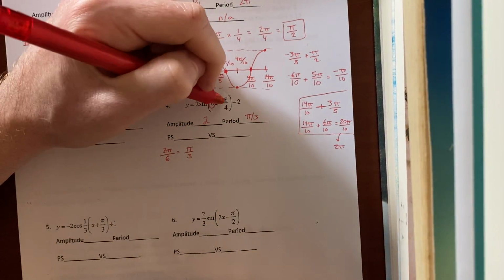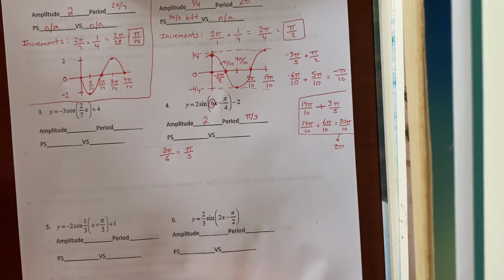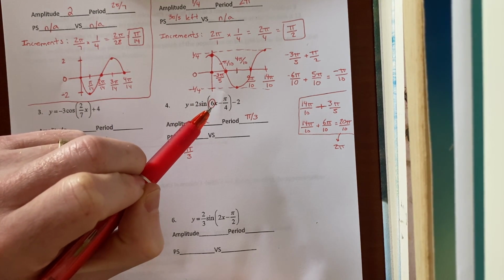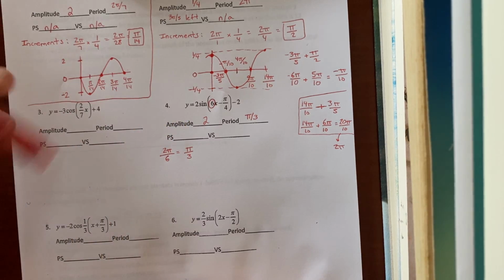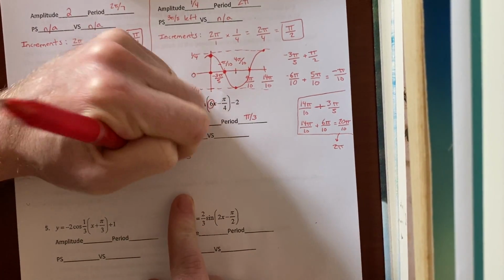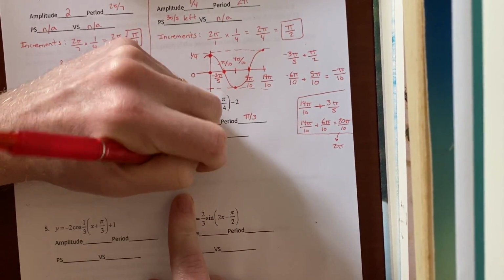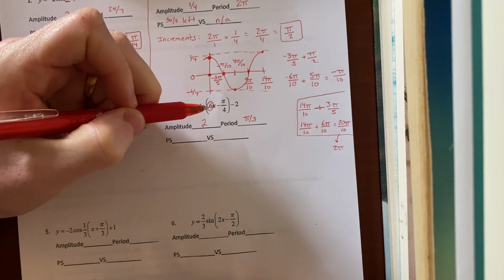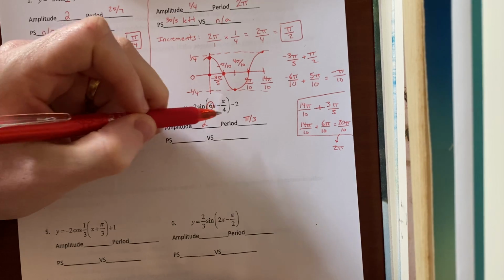My phase shift, this is the difficult part. You cannot do the phase shift if there is a b value inside parentheses. So I'm going to erase this to give myself a little bit of space down here. But what I'm going to have to do is take my sine function up here, and I've got to undistribute this 6. I've got to factor out a 6.